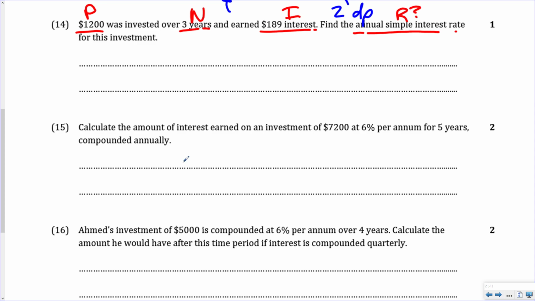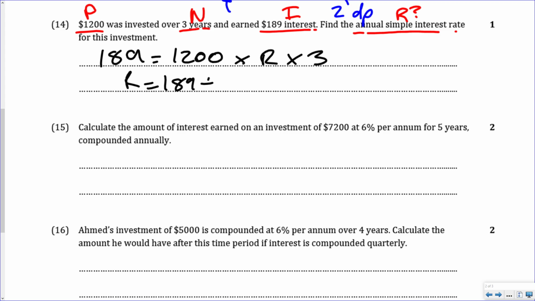So again, we're going to just put this into our simple interest formula. So we have 189 that equals 1,200 we're timesing by R, and that's what we're trying to find. We're timesing it by 3. So to reverse it, we're going to say that R equals 189 divided by 1,200 divided by 3, which equals 0.0525. Now, what we're not going to do is just chuck a percentage at the end of that.